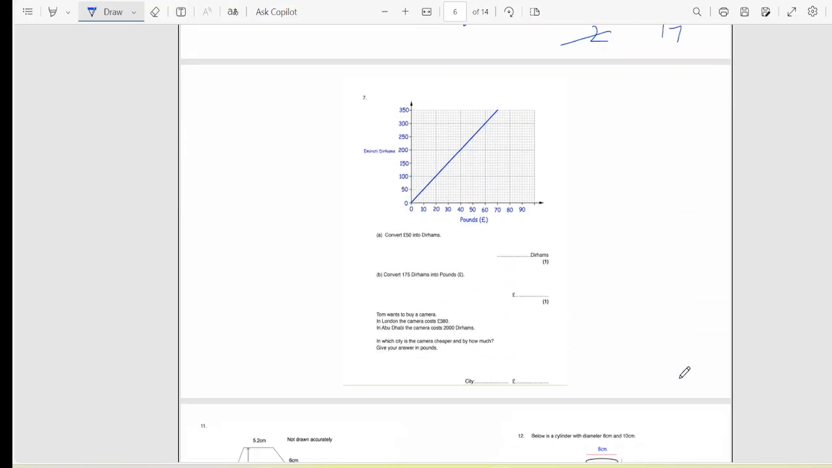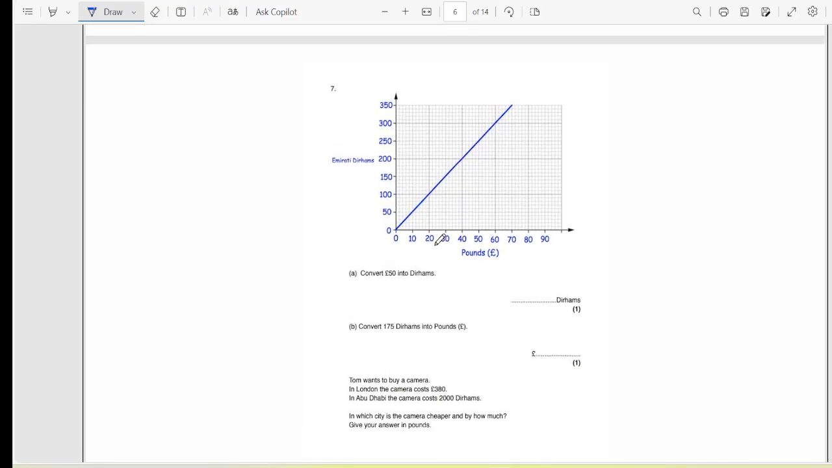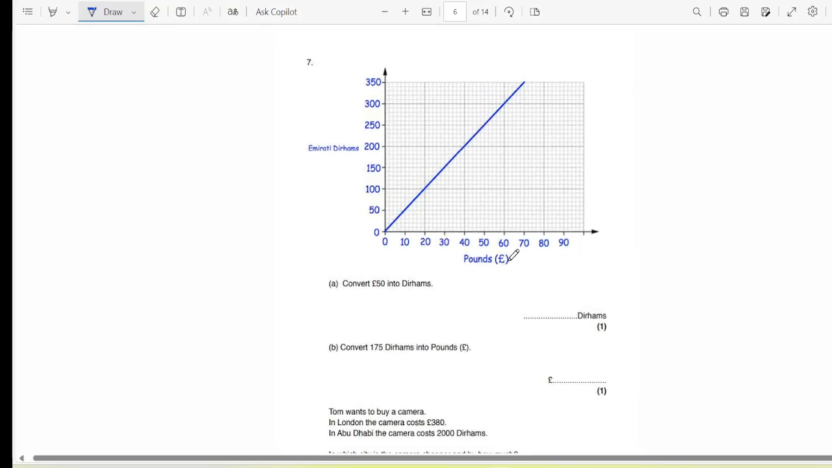Okay. Next question is this, which says convert 50 pounds into dirhams. So 50 pounds into dirhams. So you can see this side we have pounds, here we have dirhams. Whenever you are solving this kind of question, always check your horizontal and vertical axis. What are the things given over these? So 50 pound is there. If you just make a line and go like this straight, you can use scale or something, you would see this is 250 dirhams, right? So you can just write 250 dirhams.